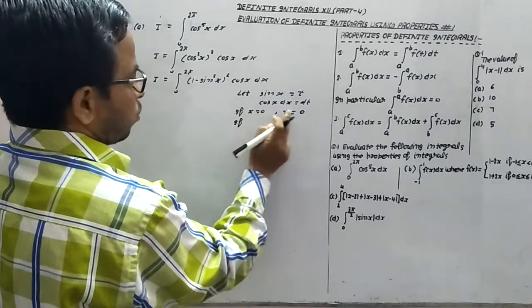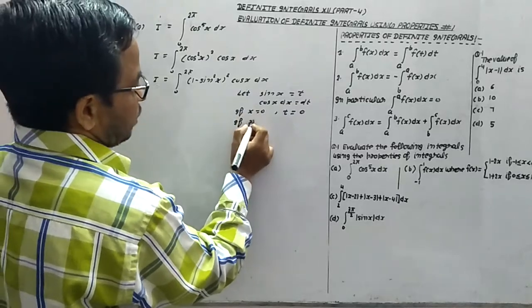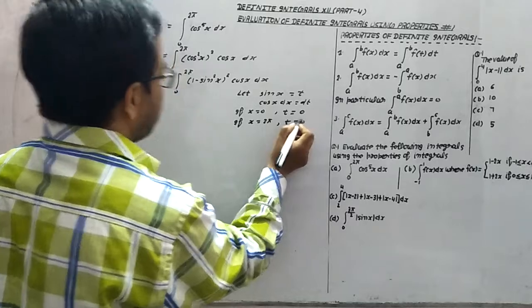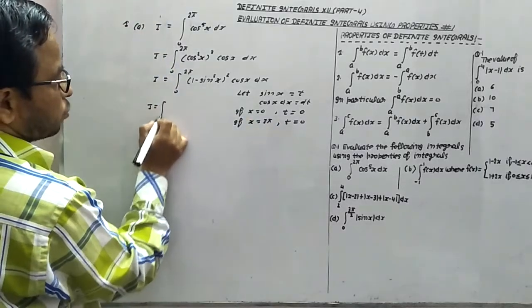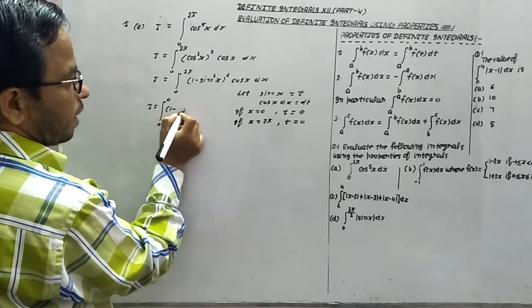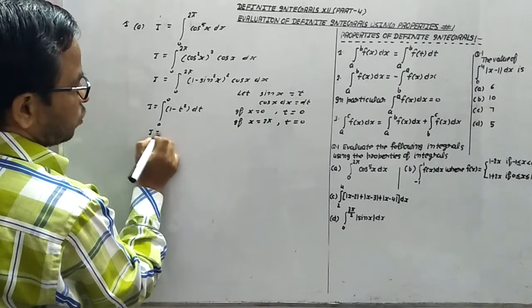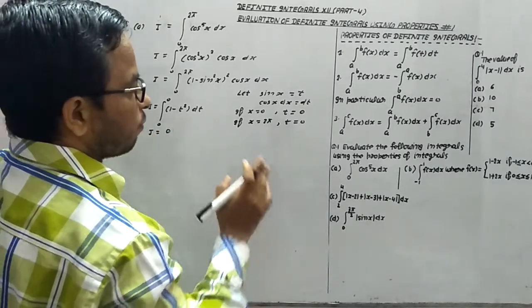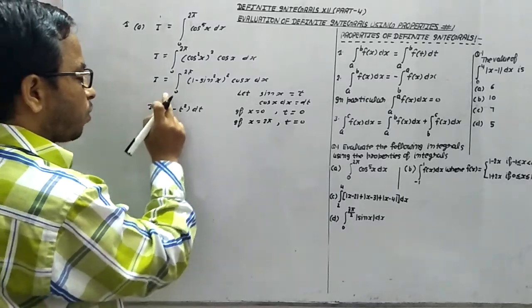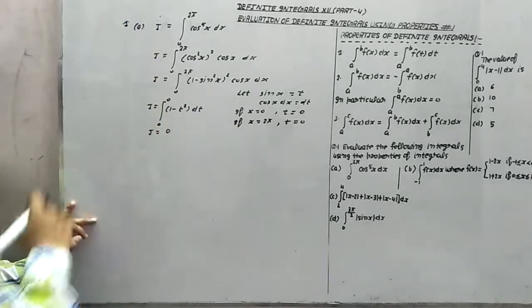If x is equal to 2 pi, then sin 2 pi, which means sin 360, so t is also 0. It means I is equal to integration 0 to 0 of (1 minus t^2) whole squared dt. Now I is equal to 0 by the help of the second property, because the upper and lower limits are the same. That's why the integration of this one is 0.